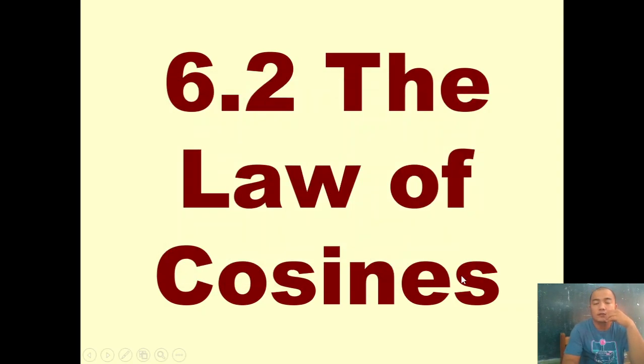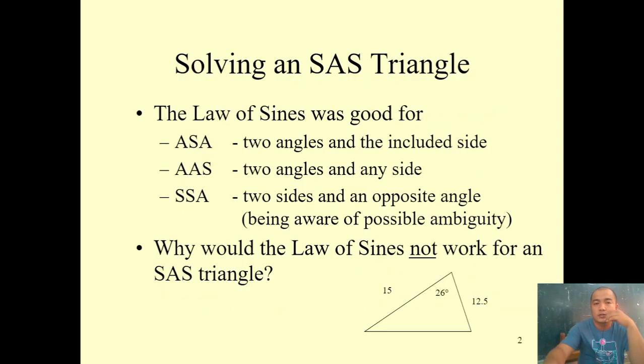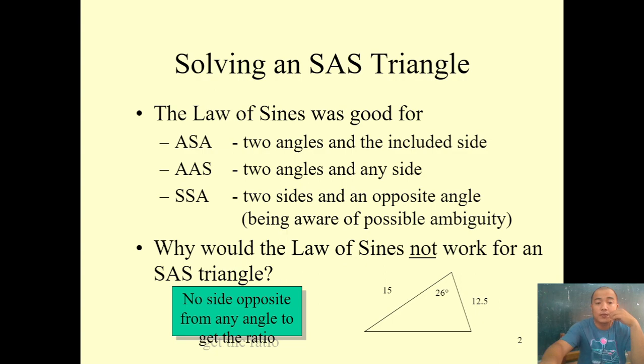Hello, another video lesson on the law of cosines. So, solving a SAS triangle. The law of sines was good for ASA, AAS, and SSA. So, why would the law of sines not work for a SAS triangle? Because there is no side opposite from any angle to get the ratio.